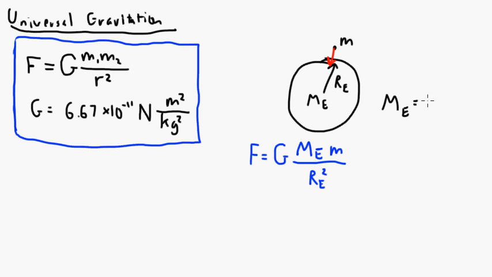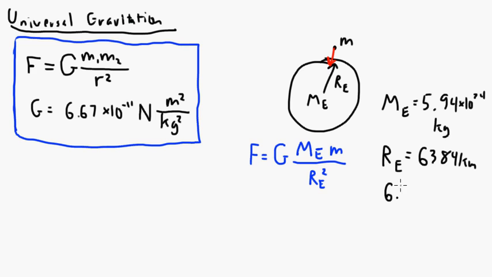Mass of the Earth, I happen to know, is, when you become a physics teacher, you'll know all this crap off the top of your head, 5.94 times 10 to the 24th kilograms. Little m, I'm just going to say for any old little m, so I'm going to leave little m symbolic. And then our radius of the Earth is 6,384 kilometers, which is of course 6.384 times 10 to the third kilometers, so it's times 10 to the 6th meters.